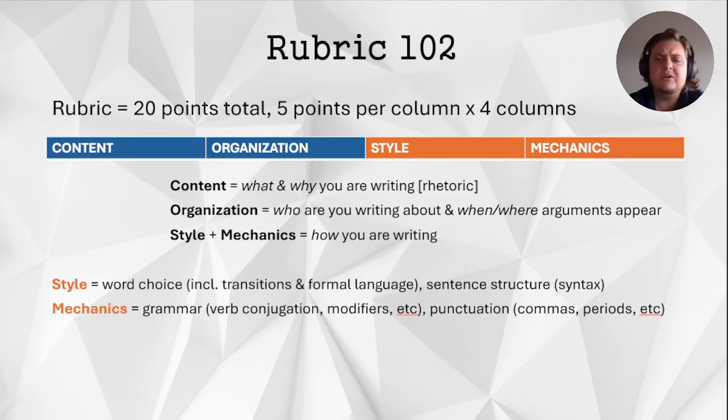Mechanics comprises grammar and punctuation, so that includes, again, the nuts and bolts of the English language. So that's verb conjugation, modifiers, prepositions, conjunctions, adverbs, all that type of stuff. But then also punctuation, so that includes the commas, periods, semicolons, colons, and that type of thing. So the mechanics, again, are the raw materials of the sentences as opposed to the content, which is the argument that you're making. So the how of how you're making your writing does impact the content and organization of your writing, as well as your style and your tone, how your writing comes off.